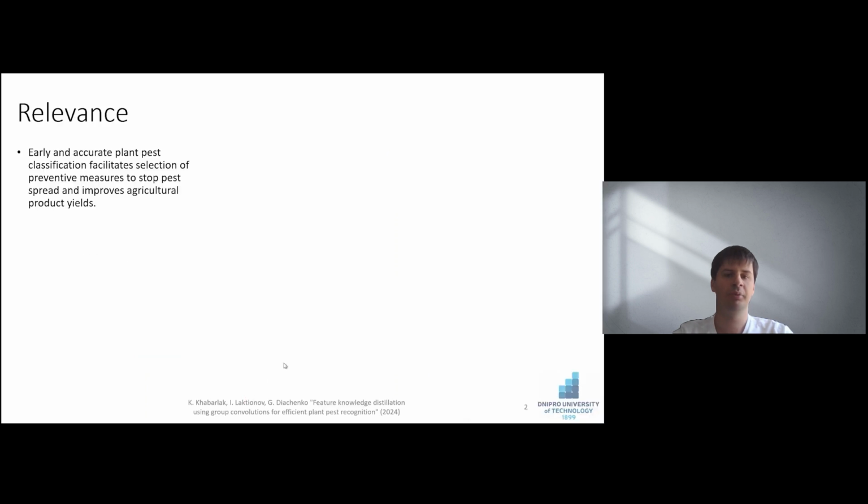The relevance of the problem lies in the following. Firstly, early and accurate plant pest classification facilitates selection of preventive measures to stop pest spread and improves agricultural product yields. It is well known that convolutional neural networks have high accuracy, but small neural networks that can be inferred in low-power edge devices show lower classification accuracy. In many cases, we want to infer on mobile or edge devices because they can be deployed directly in the field and they can process the information quite fast.